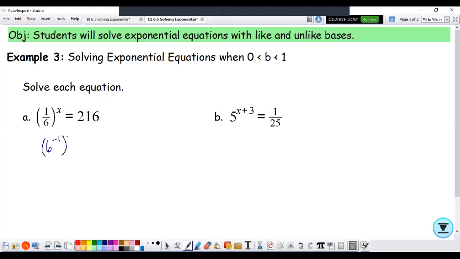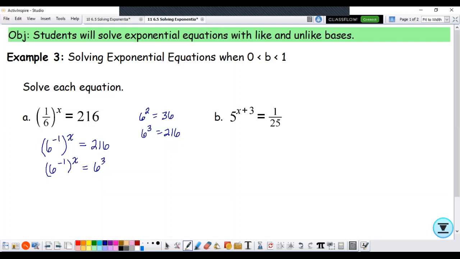And I would no longer have the fraction. But that's still equal to 216. So I still need to get the same base, just like in my other problems I've completed, in order to solve for x. Well, the other day we said that 6 squared is 36, and when we multiply that by 6, we get 6 cubed, which is 216. So we can write this equation as 6 to the negative 1 times x is equal to 6 to the third power.